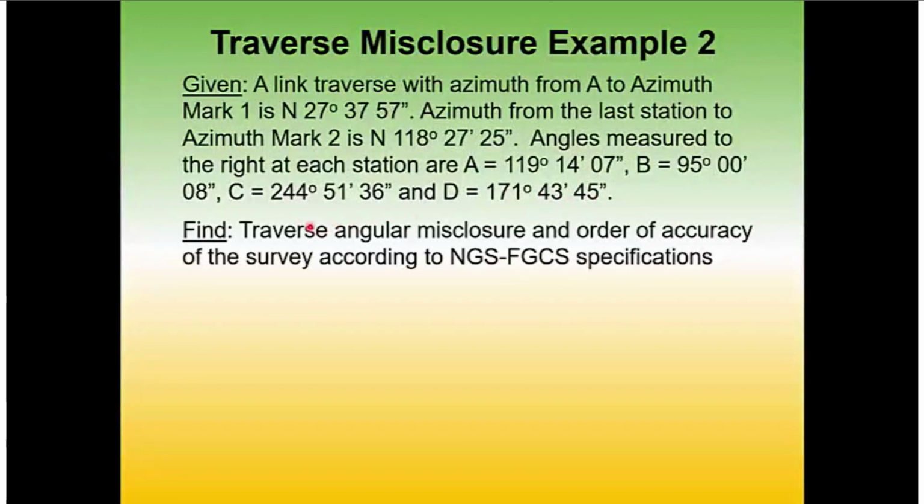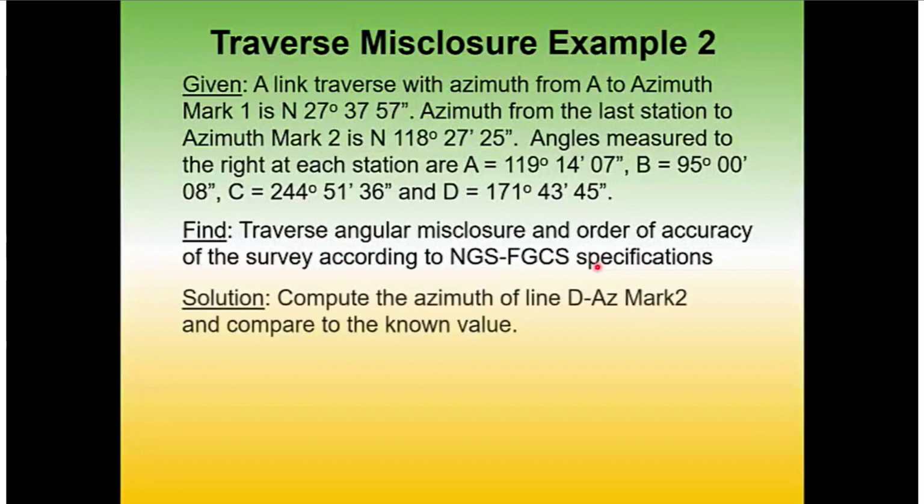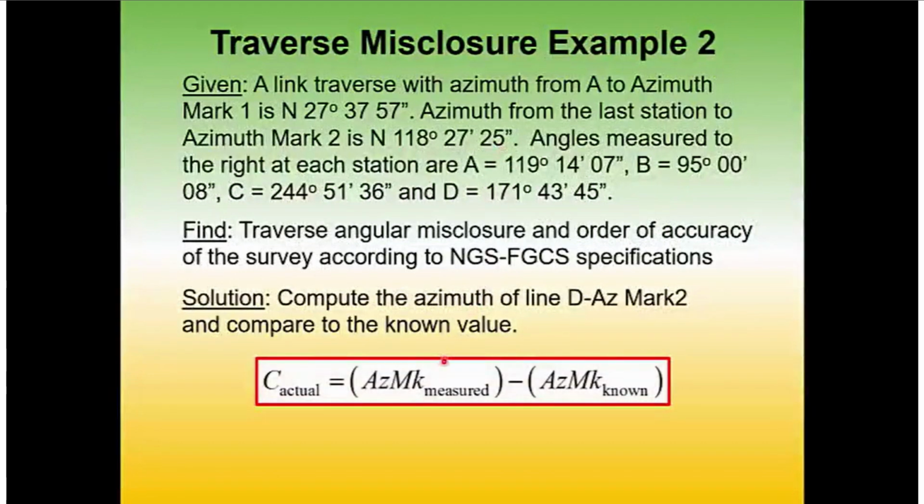What do we want to find? Just like the previous example, we want to find the traverse angular misclosure and the order of accuracy of the survey according to NGS FGCS specifications. Our solution is to compute the azimuth of the line D to azimuth mark 2 and compare it to the known value. We've already specified the known value from the last station to azimuth mark 2 is 118, 27, 25. So we're going to compute this D to azimuth mark direction, and this direction should be very close to this 118, 27, 25. And then once we find that, we will take the measured value and subtract it from the known value and get our actual closure.